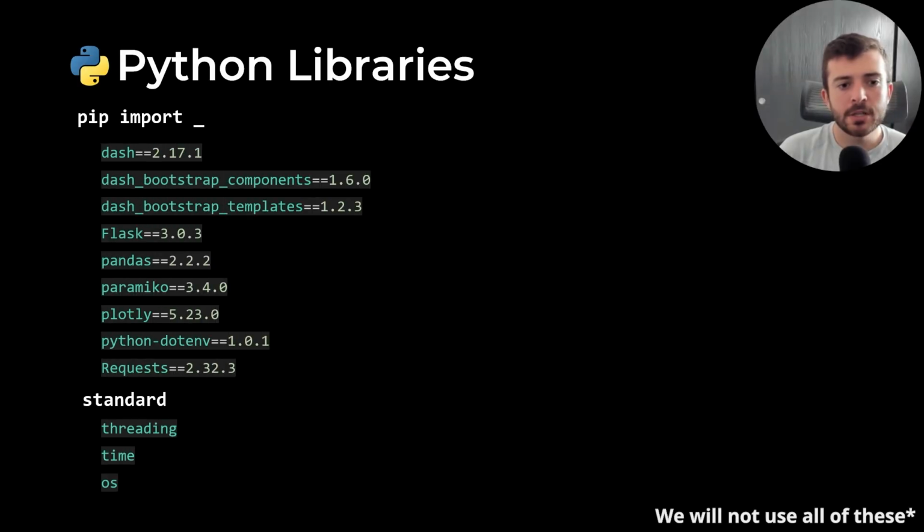Now, we are going to be using several third-party libraries. As you can see at the bottom, we have some standard ones that come pre-packaged with Python when you install it on your operating system. So that's threading, time, and OS. You don't need to worry about those.